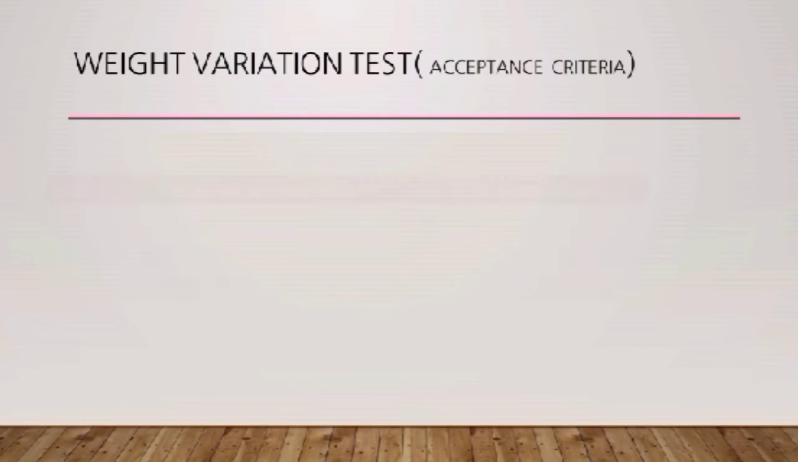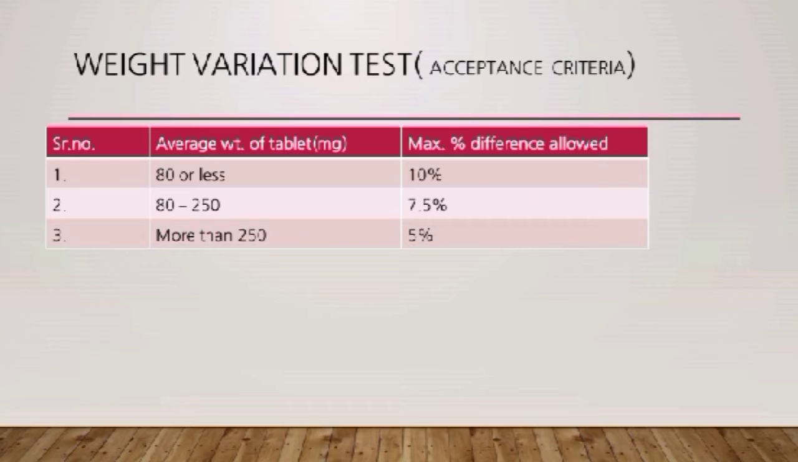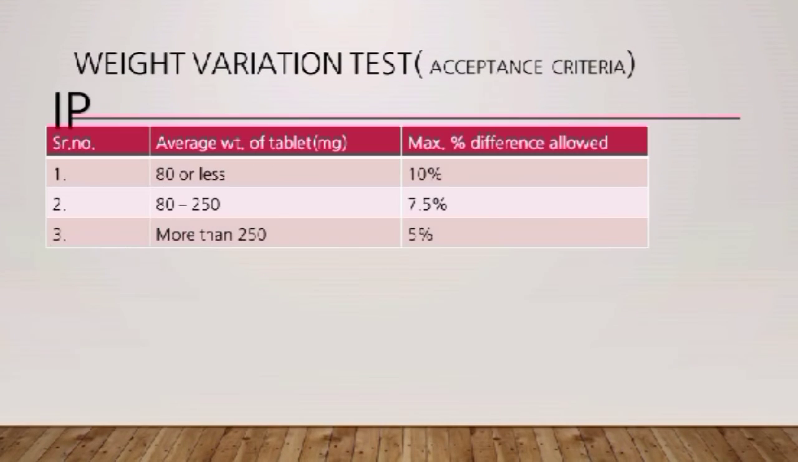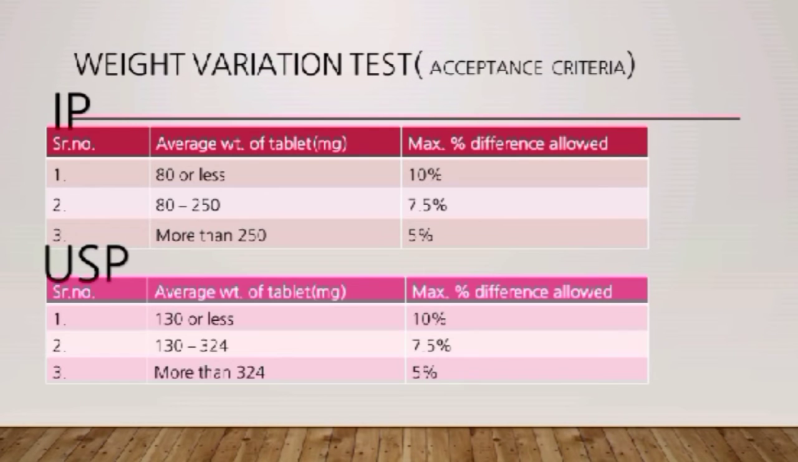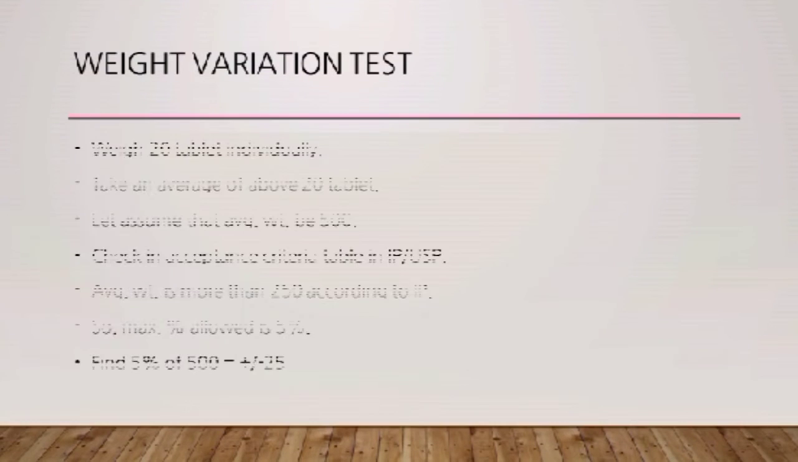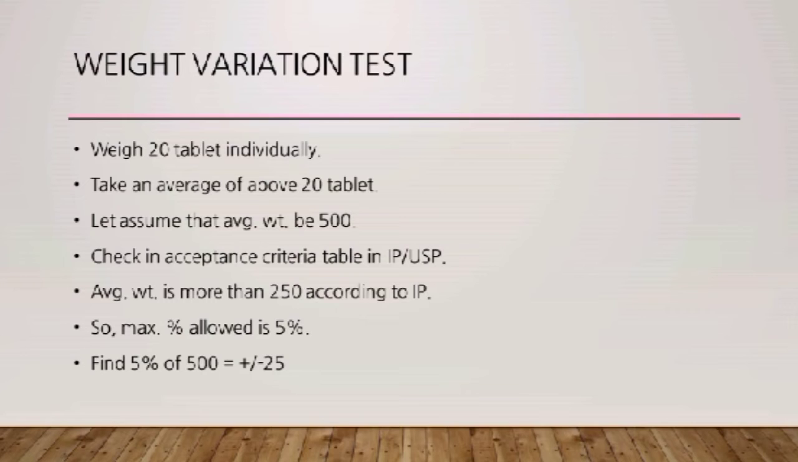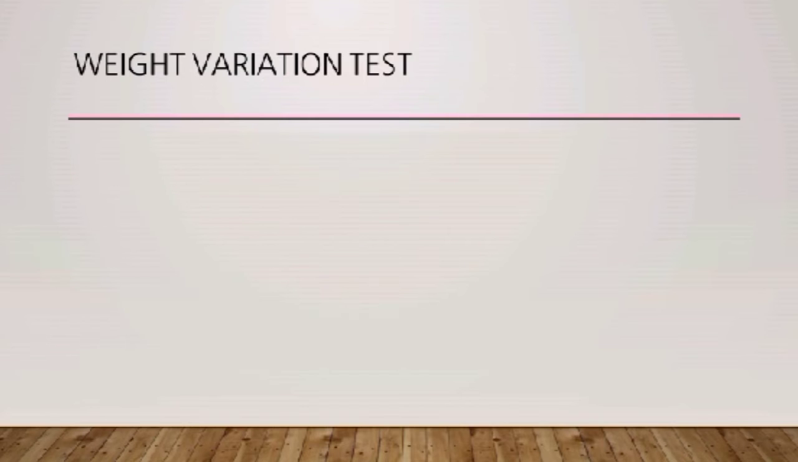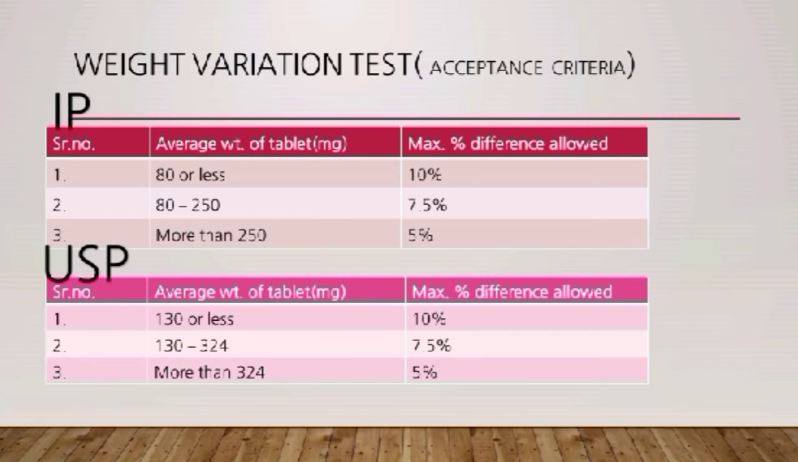Firstly, the acceptance criteria. According to IP, you have to learn this table by heart. It shows the maximum percentage allowed, and according to USP, this table is important. The next step is procedure. Weigh 20 tablets individually and take an average of the 20 tablets. Let's assume that the average weight is 500. So you have to tally the average weight with the IP table, that is it is more than 250. Therefore the maximum percentage allowed is 5%.